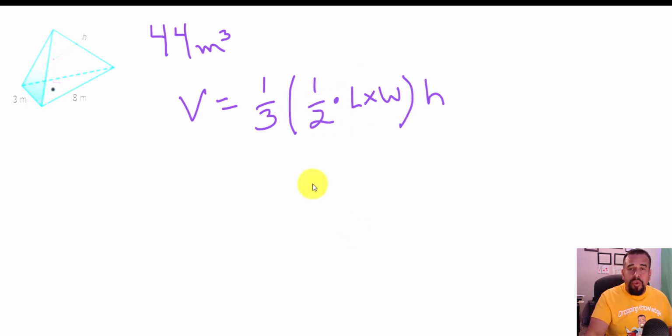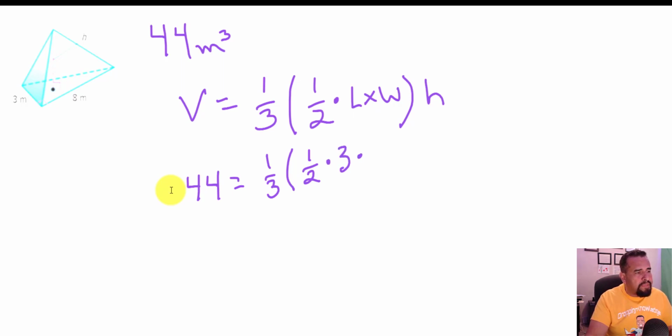So now that you have it written down, let's go ahead and plug in the numbers. So notice the V here. V stands for volume. Well, they gave me the volume. It's right here. So let's remove the V and put this in its place, which is 44. The 1/3 stays there. Times 1/2. Remember, because it's a triangular prism. We're going to multiply times the length and width, which happens to be 3 times 8 times h. Now this time, that's the variable that I'm solving for, so we leave it as h.